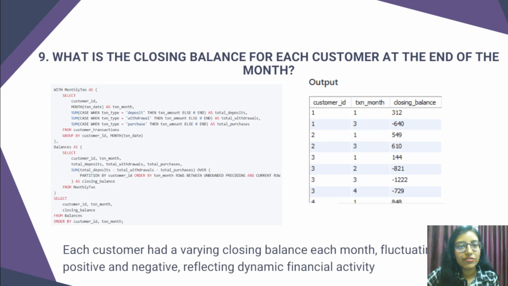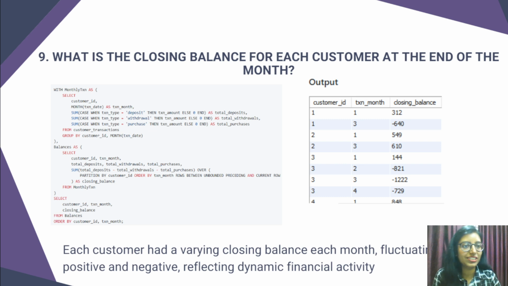In this question, we have to identify the closing balance for each customer at the end of a month. In any bank, it is necessary to track the closing balance, whether it is positive or negative. So how can we get the closing balance? We all know the common formula: we take the total deposit and subtract the withdrawals and purchases, so we can get the closing balance.